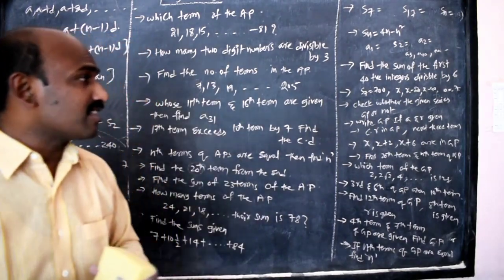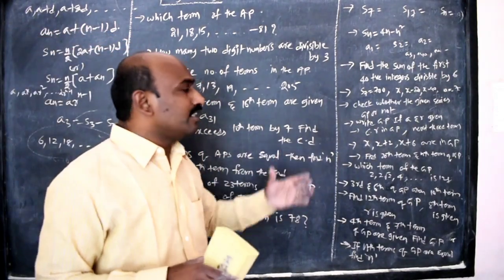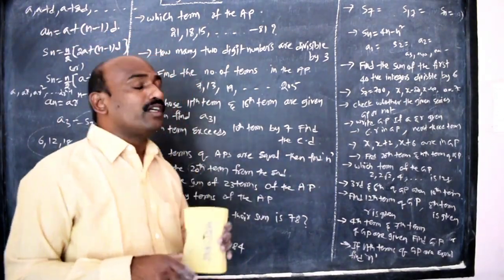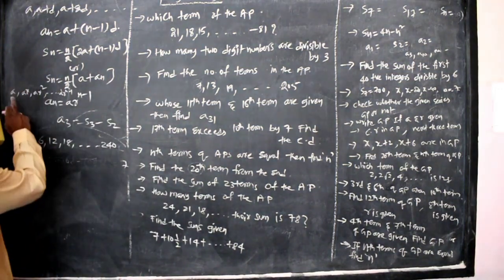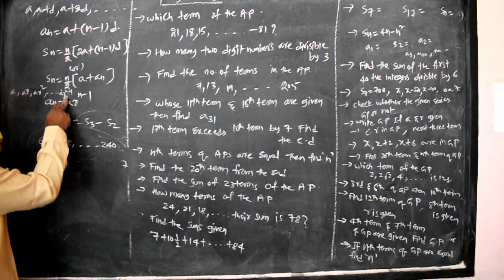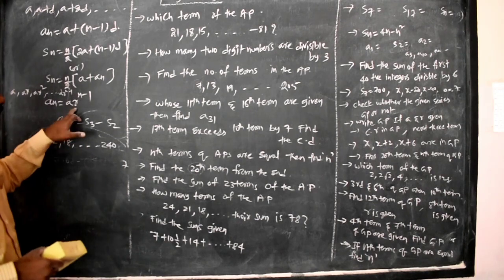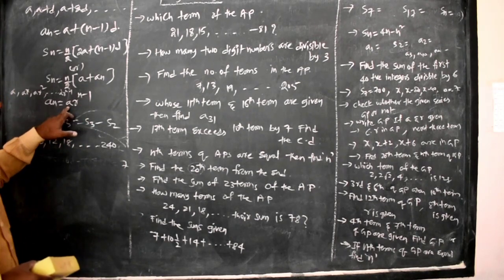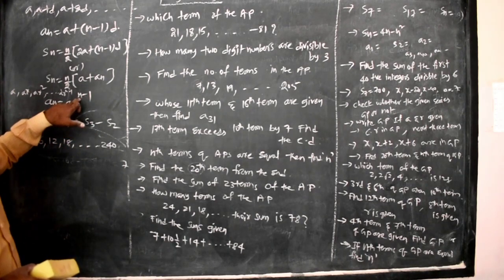This also may be chances they can ask for 4 marks or 1 mark. GP means here the common ratio. Here the general form is a, ar, ar squared, ar power n minus 1. An is nothing but a into r power n minus 1. Here a is the first term and r is the common ratio. n is the number of terms.